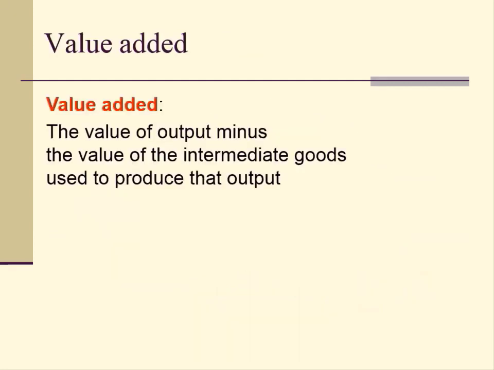Now let's define another important concept, value added. Value added is defined as the value of output minus the value of the intermediate goods used to produce that output. For example, that output could be computers. So the value of the computers minus the value of the intermediate goods such as computer chips and motherboards, etc., used to produce that output becomes the value added for the computer manufacturer.